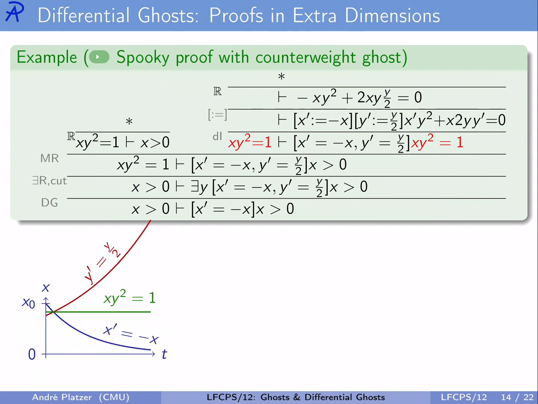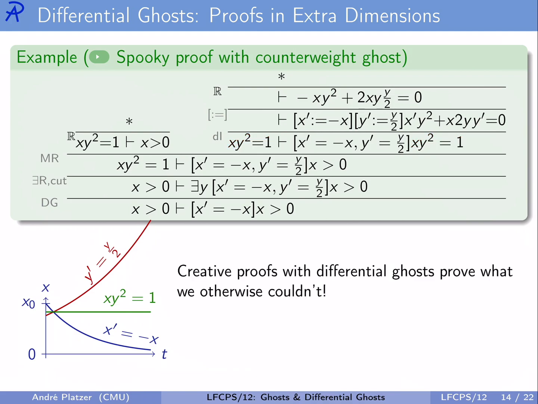In other words, this is basically a dynamics which keeps on holding that one up. Right? It's a counterweight ghost. It's something that says, by way of this relation, that even if the value of x keeps on dropping and dropping and dropping, it's still being held up just enough by this lever here, if you will. Creative proofs with differential ghosts prove what we otherwise couldn't. If we tried this with a differential invariance proof, apparently it didn't work, and if you try anything else with differential invariance and differential cuts, it really won't work.